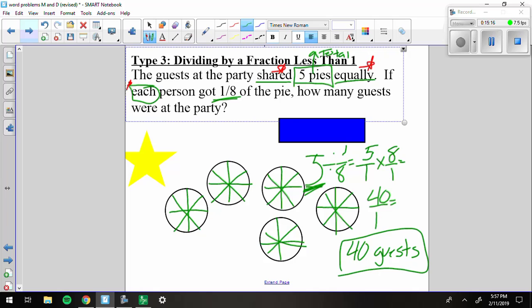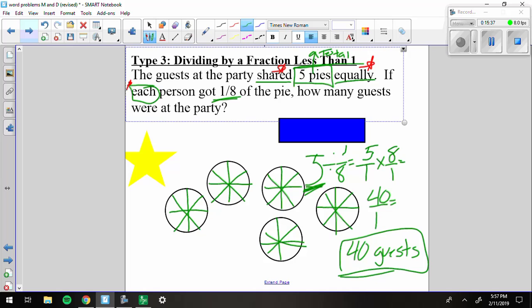And that makes sense because when I'm dividing by a fraction less than 1, my quotient is going to be larger than my total. My quotient is going to be larger than my total because I divided by a fraction less than 1. I'm breaking my 5 pies up into 1/8 of a pie. There's going to be more than 5. I'll actually be able to have 40 guests.